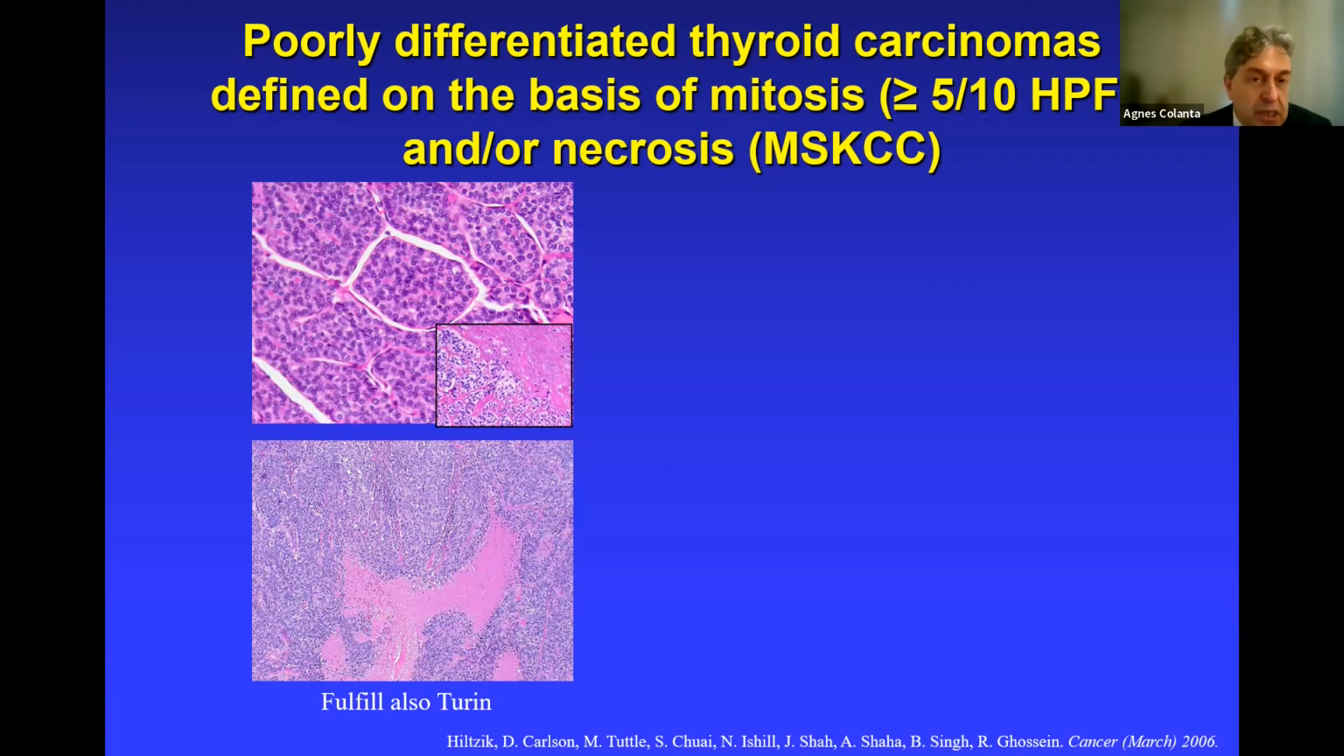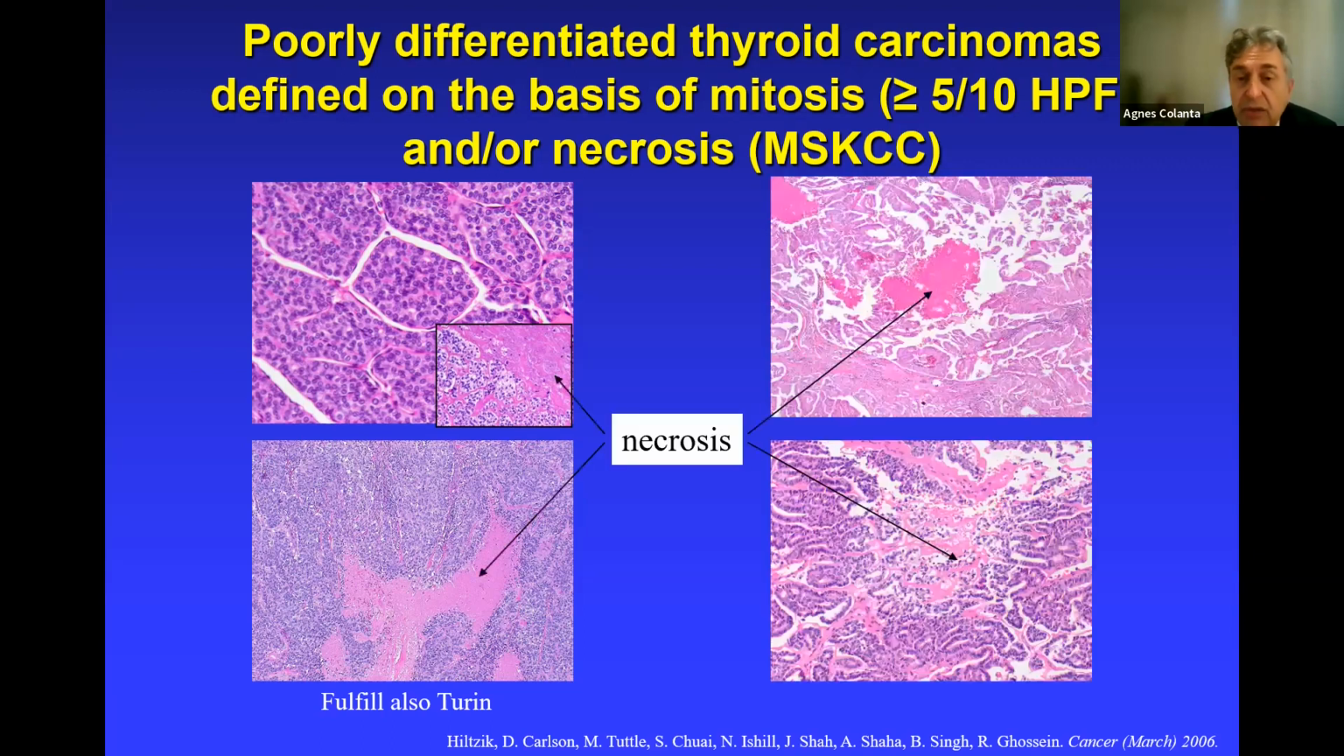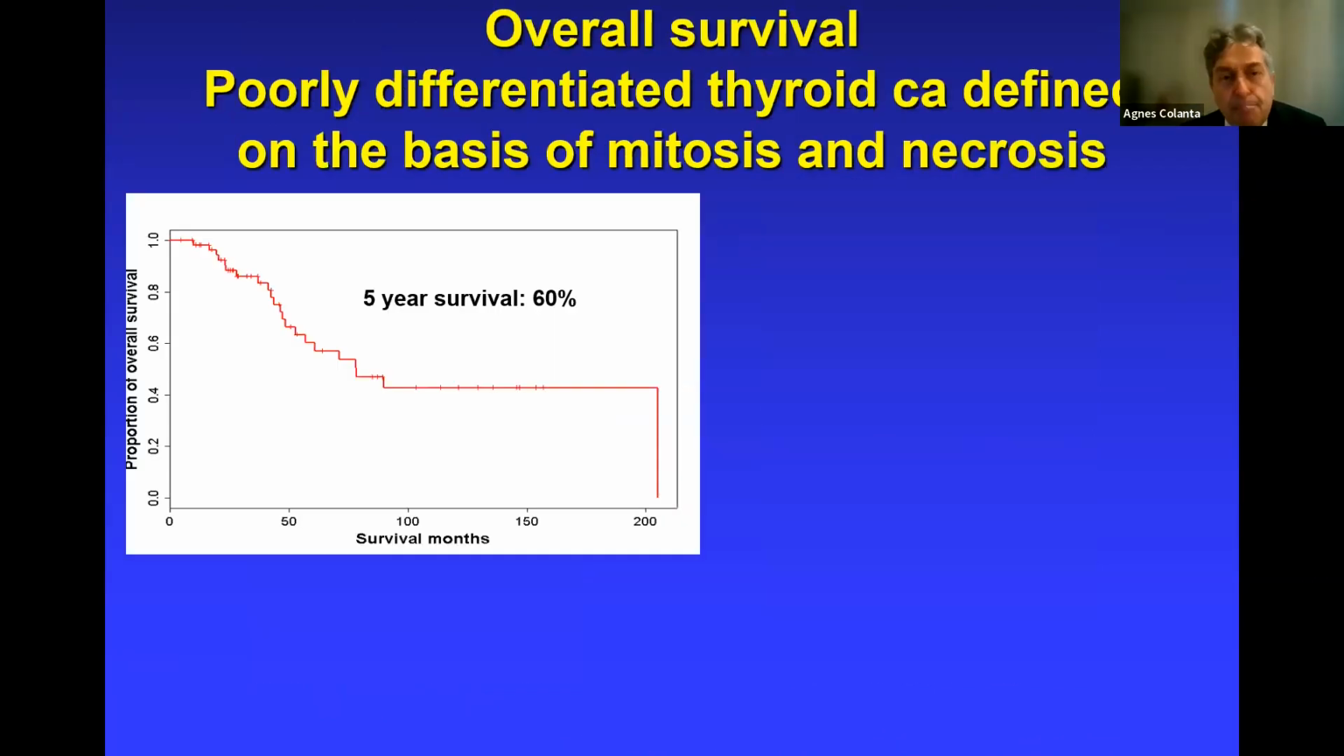These are cases that everybody agrees upon are poorly differentiated thyroid carcinoma. And you have cases with papillae or follicular growth pattern, but with necrosis. And here we at Memorial for many years were the only people labeling this tumor poorly differentiated thyroid carcinoma. So when you look at poorly differentiated carcinoma defined on the basis of mitosis and necrosis, they have a 5-year survival of 60%. So really in between well-differentiated and anaplastic.